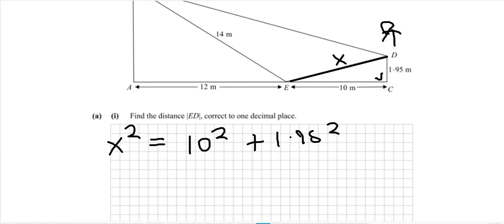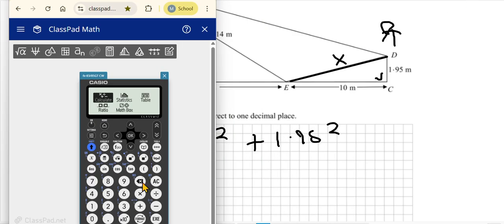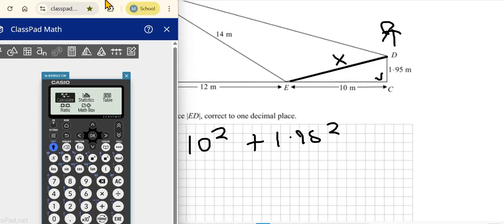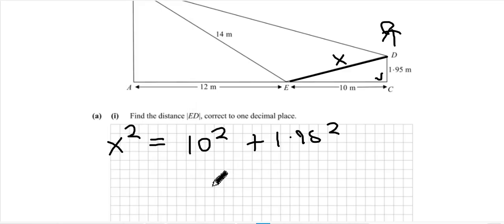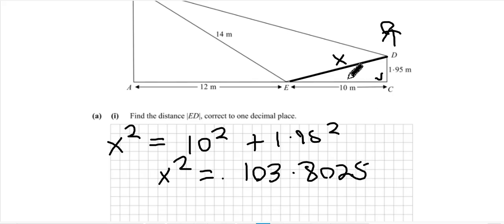So we can say that the longest side squared equals the shorter sides squared added together. Then all you do after that is go to your calculator, this one here. So guys, you do 10 squared plus 1.95 squared. So 10 squared is 100 plus 1.95 squared, and you should get 103.8025. Now that's way too long.